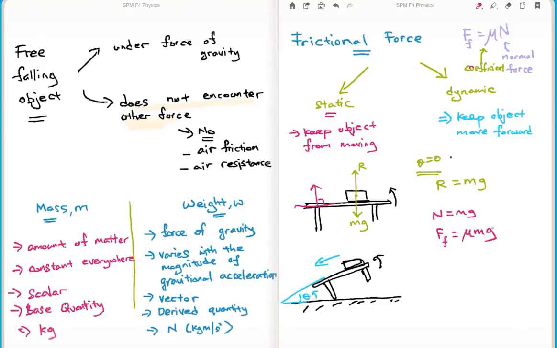You don't need to know how to find mu, because if you manage to derive it, mu is equivalent to tangent theta. This is the maximum angle where the object starts to move, which gives you the static coefficient. I think you don't need to really go down into how you get it as a tangent.